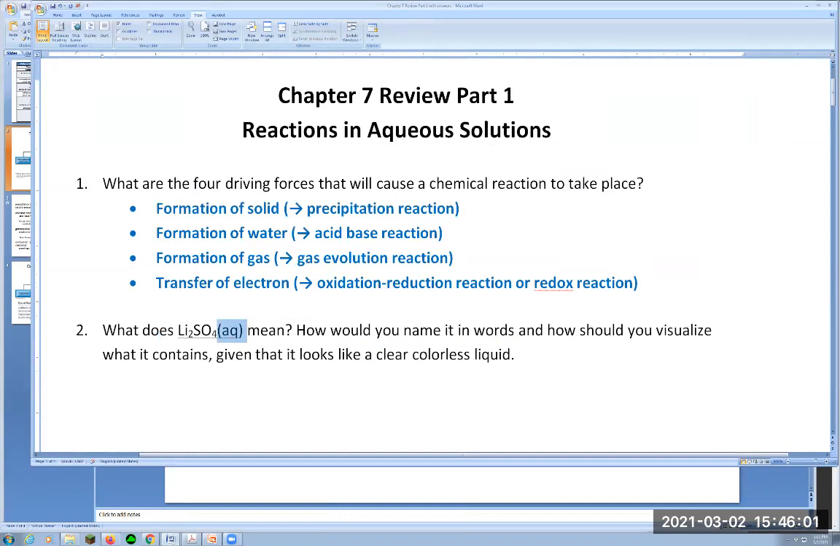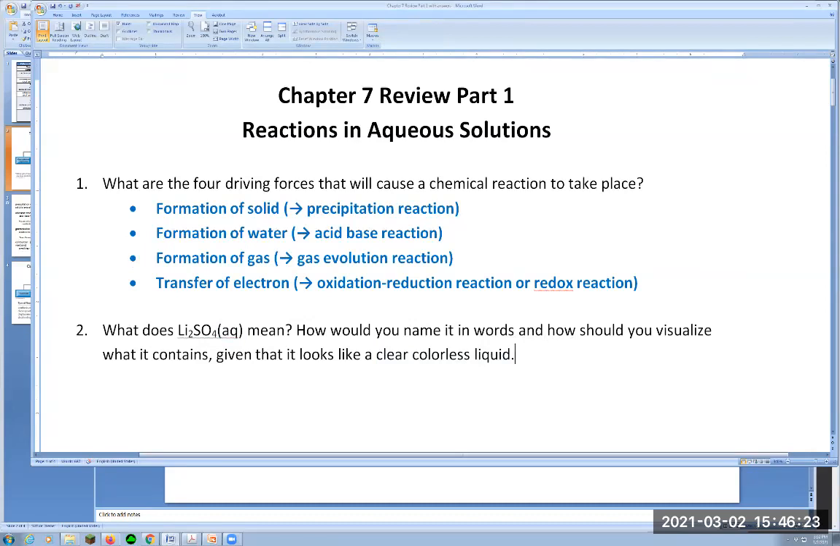How would you name it in words? And how should you visualize what it contains, given that it looks like a clear, colorless liquid? A clear, colorless liquid like water, for example. Sometimes they have colors, but Li2SO4 would be a clear, colorless liquid. So what does it mean when you have this?